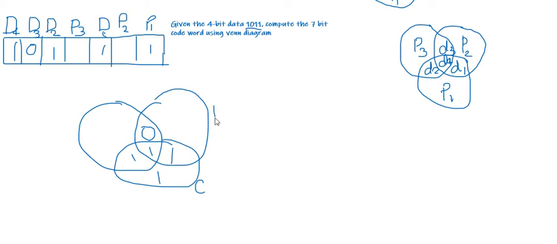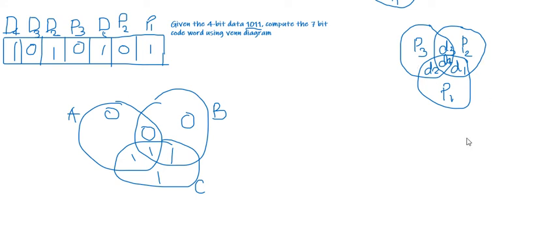Okay, let's see circle B for parity bit 2. It already has 2 ones, an even number of ones. So P2 is 0. Maintain an even number of ones in each circle. Now let's see circle A. It already has an even number of ones. So your P3 is again 0. So this is the 7-bit code word for the 4-bit data word using the Venn diagram.